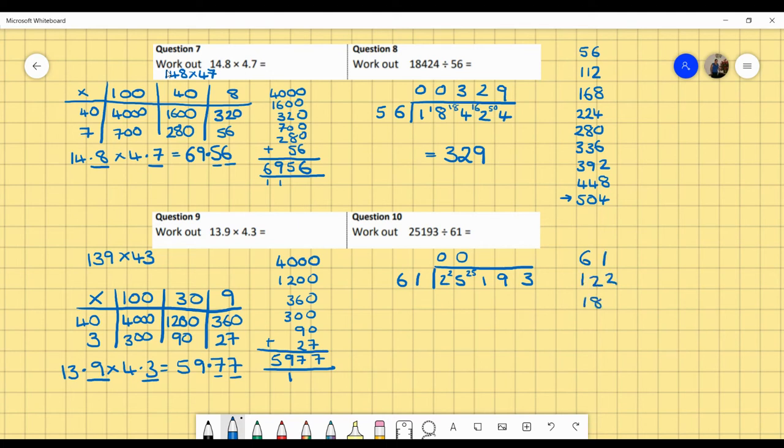So 61, 122, 183, 244. Okay, it's got to be this one, so it goes in 4 times, and then the difference between my 251 and 244 is 7, so I'm going to carry the 7 over here. Then it's 61 into 79, which goes once, and the difference between 79 and 61 is 18, so I'm going to carry my 18 here. And I've got 183, I know that's 3 times, so my answer is 413.